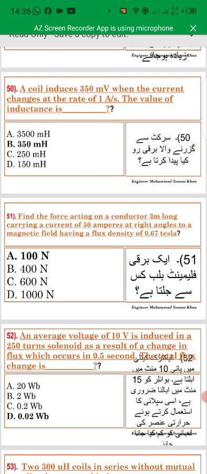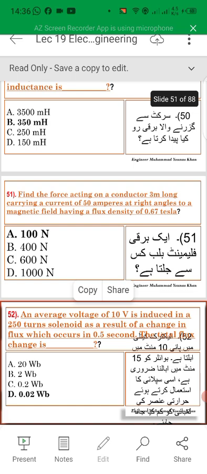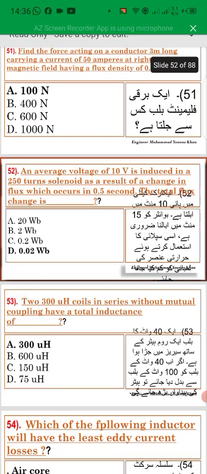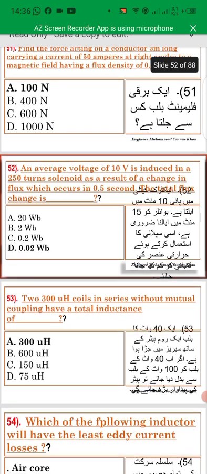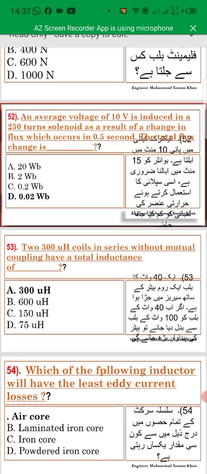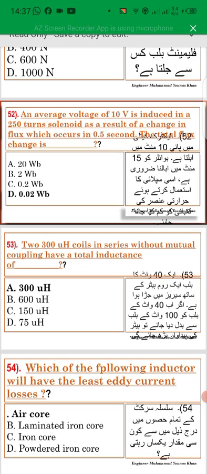Find the force acting on a conductor 3 meter long carrying a current of 50 ampere at right angles to a magnetic field having flux density of 0.66 Tesla. So, Newton. An average voltage of 10 volt is induced in the coil.